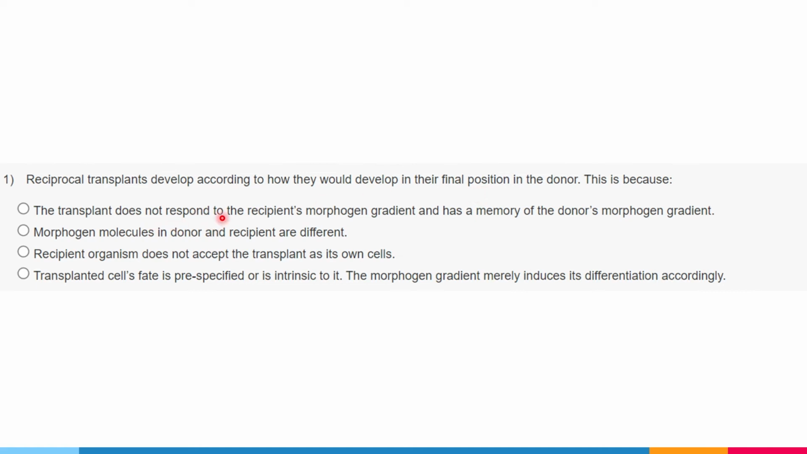Is this because the transplant does not respond to the recipient's morphogen gradient and has a memory of the donor's morphogen gradient? Morphogen molecules are different. The recipient organism does not accept the transplant as its own cells. Or the transplanted cell's fate is predefined, and the morphogen gradient merely induces its differentiation accordingly. Again, this is a single-answer type question, so only one of them is correct. Does anyone want to try and answer this?